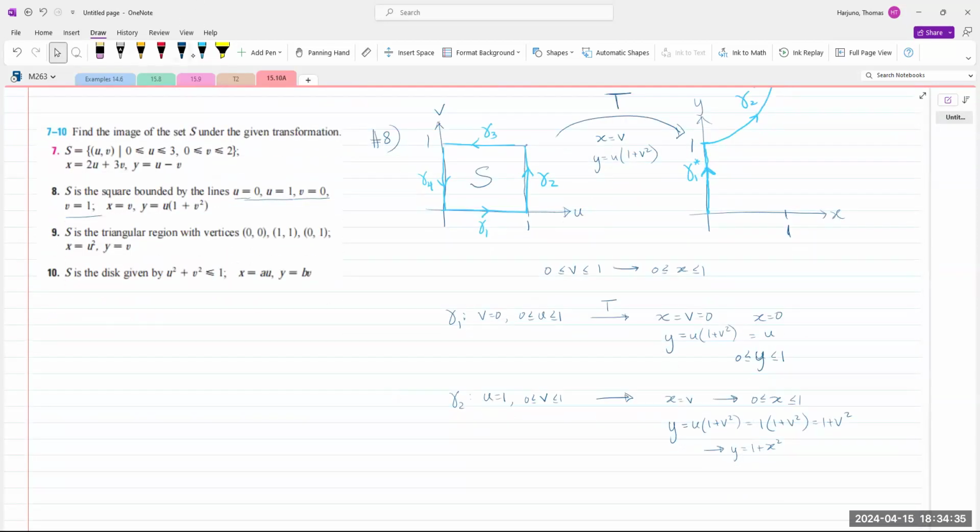Now, how about gamma 3? For gamma 3, we have φ equals 1, and u is from 0 to 1. So under that transformation, x equals φ equals 1. That one is easy. y equals u times 1 plus φ squared, but our φ equals 1, so that's 2u.